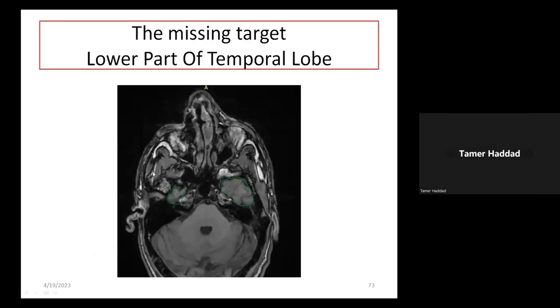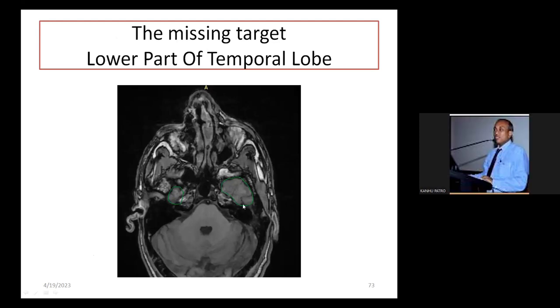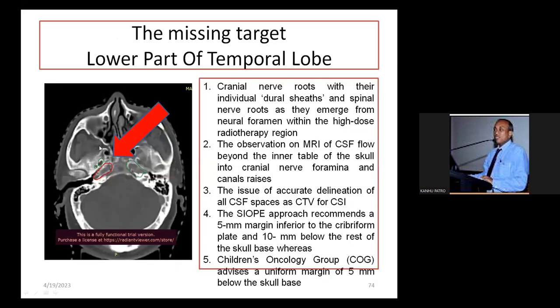Then contour the lower part of the temporal lobe. This is again an area where we have a high chance to miss. Then contour the foramen ovale, foramen spinosum, foramen lacerum. So these cranial nerve exits you have to contour.